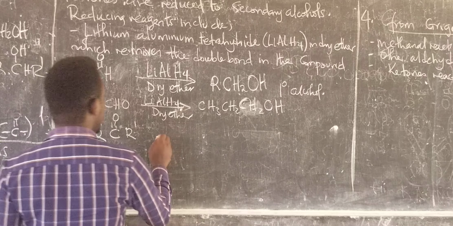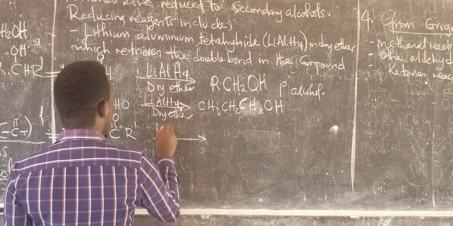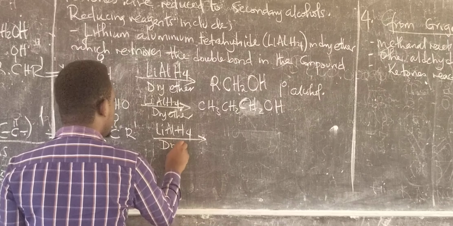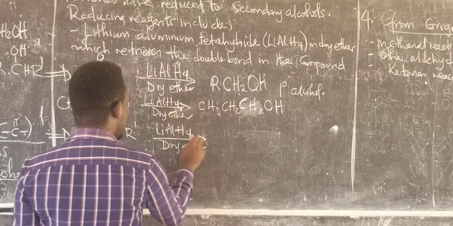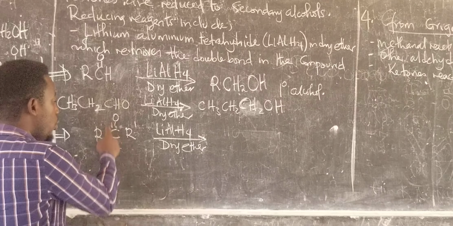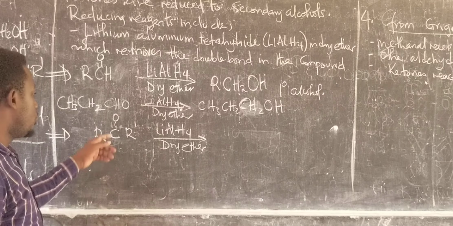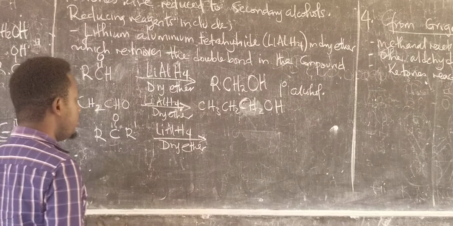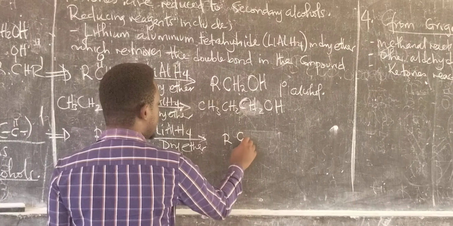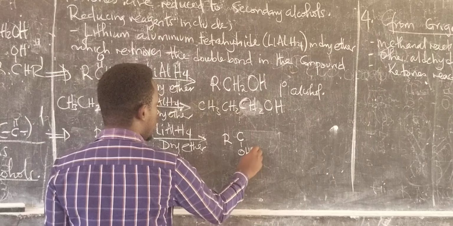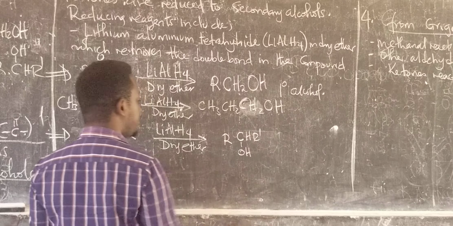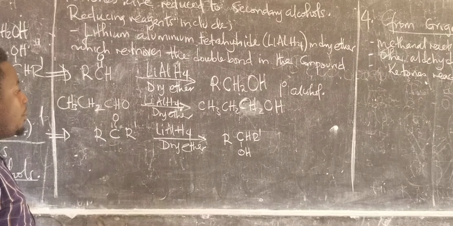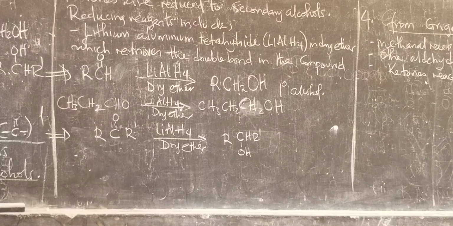Still, I am using lithium aluminium tetrahydride in presence of dry ether. So what happens is this functional group is going to change to C-OH. So it becomes R, C, OH, H, R prime. So for both cases, we are increasing the number of hydrogen atoms by 2.